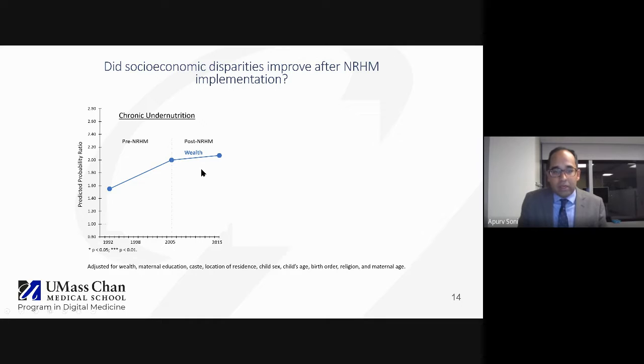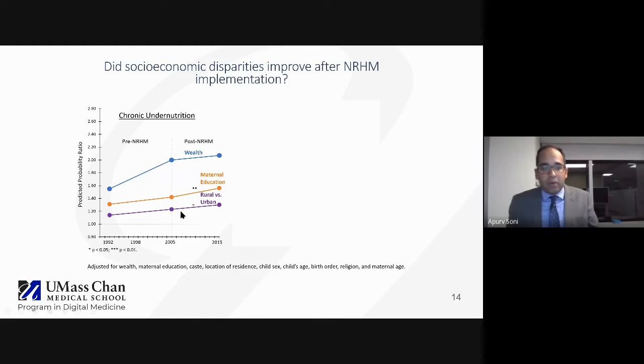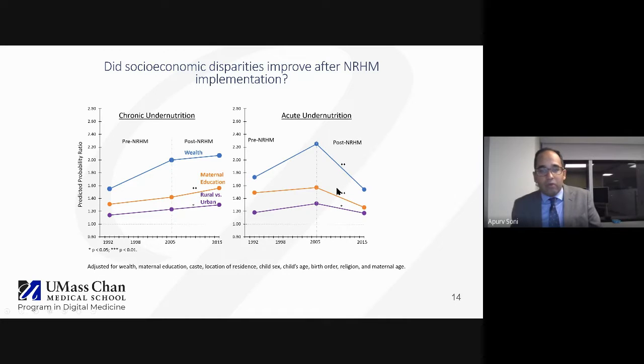It wasn't reversing in terms of wealth-based disparities after the implementation, at least as it relates to chronic undernutrition. In terms of maternal education and rural versus urban, we didn't observe too big of a difference qualitatively, but statistically we observed some measurable difference in terms of increasing disparities in comparison to the trends prior to implementation of NRHM. For acute undernutrition, however, we actually observed a reduction in disparities across all different socioeconomic indicators.